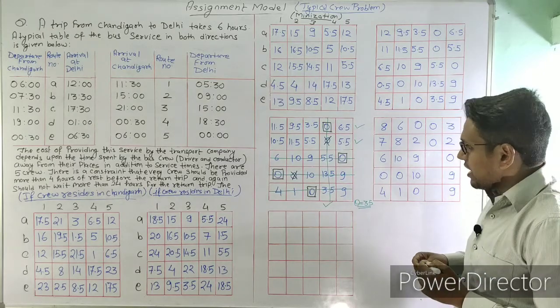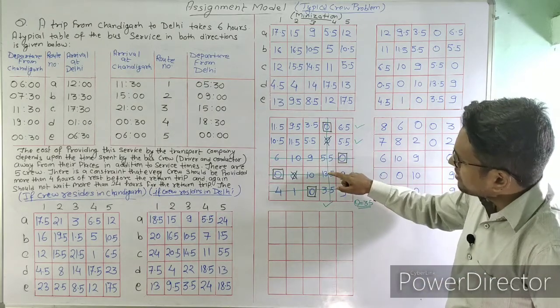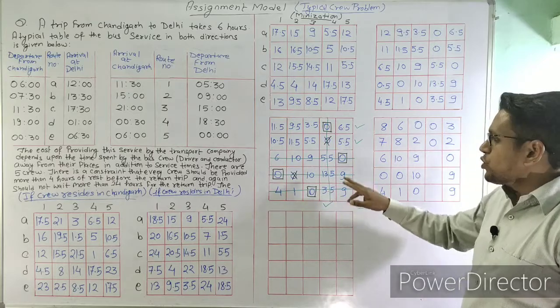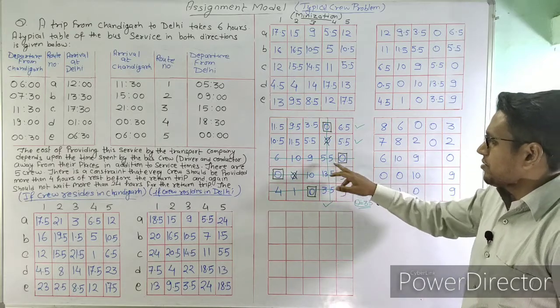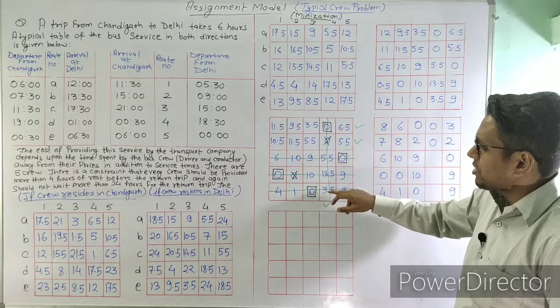And now there are 3 cells here in which 2 lines are passing. As we can see here, 2 lines are passing.